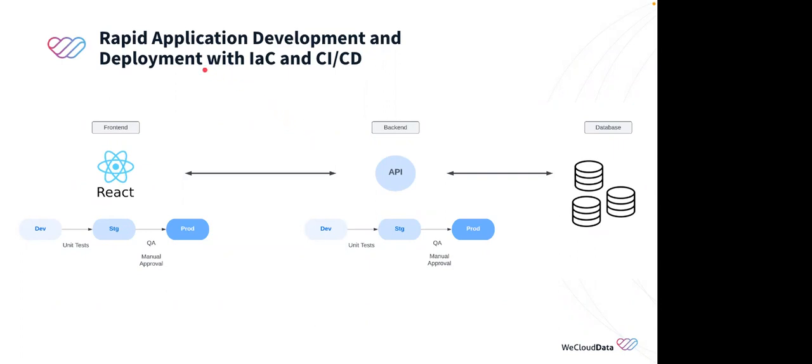So where does DevOps and CI/CD come into play? Let's take a very typical tiered application setup here. You'll have a front end. For demonstration purposes, I'm just saying React, but again, it could be anything. It could be Angular, it could be Python, it could be whatever front end tool that you prefer.